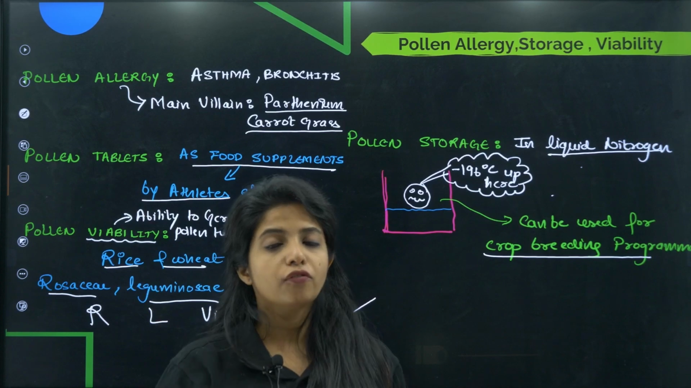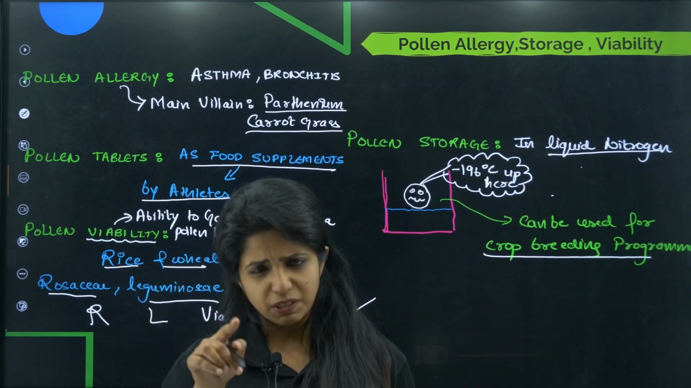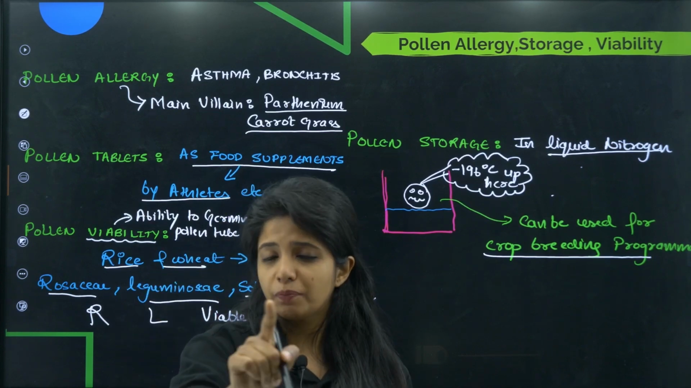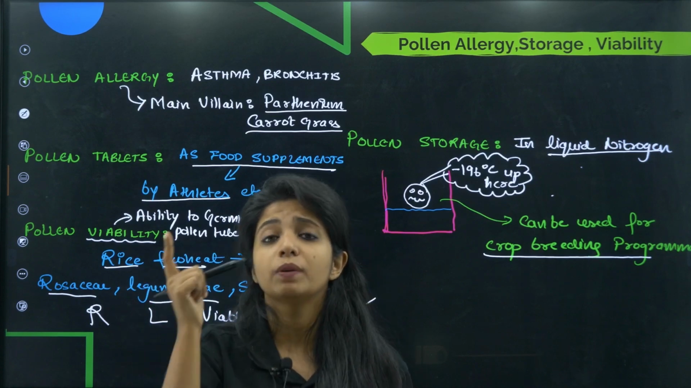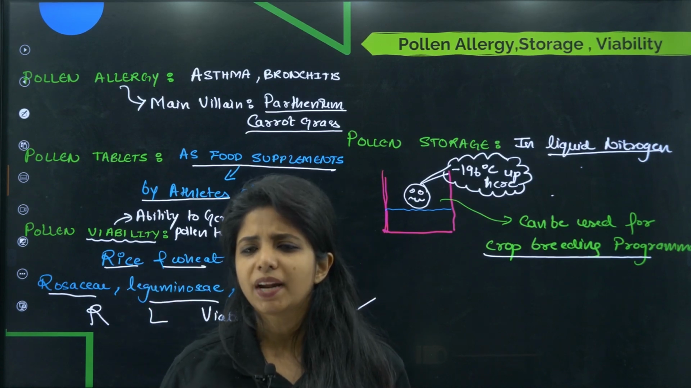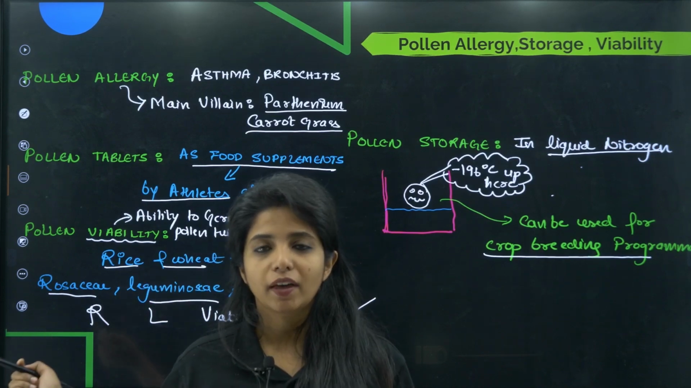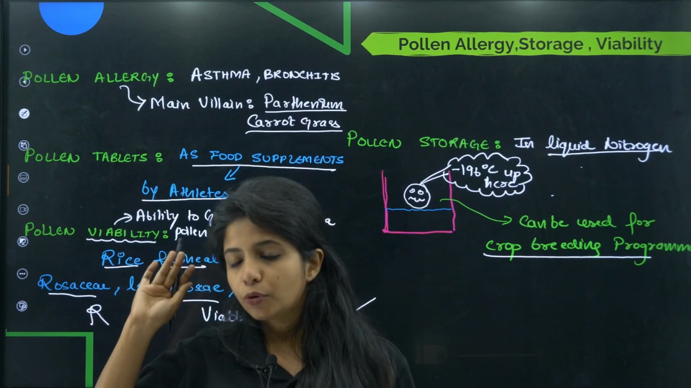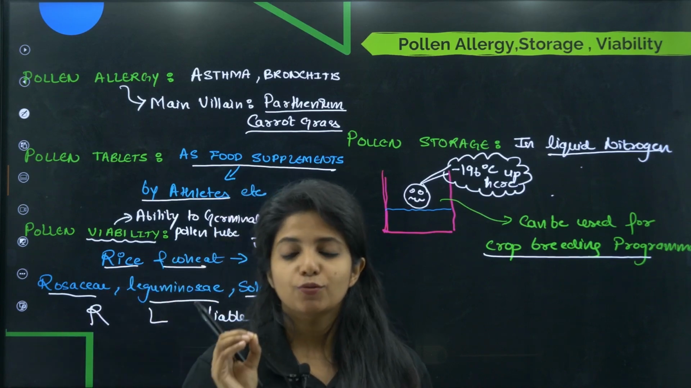The outer layer of the pollen is known as the plasma membrane. Outside that is the intine, which is made up of pectocellulose. Outside that is the exine, which is made up of what, children? Tell me in the comment section or chat box, anywhere. It is known as sporopollenin.